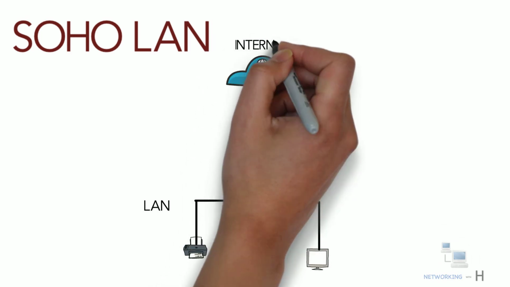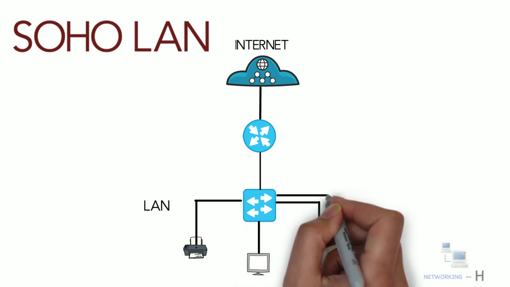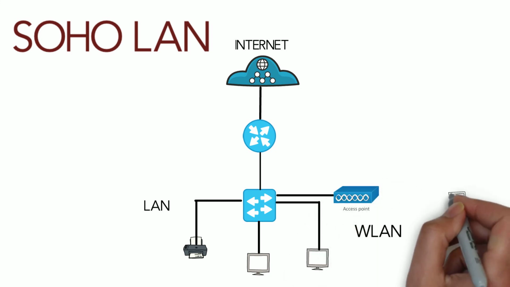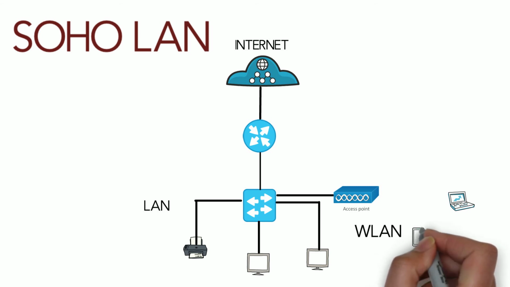A typical SOHO LAN today also supports wireless LAN connections. You can build a single SOHO LAN that includes both Ethernet LAN technology as well as wireless LAN technology. It includes another networking device, a wireless LAN access point. The AP acts somewhat like an Ethernet switch in that all the wireless LAN nodes communicate with the wireless AP.